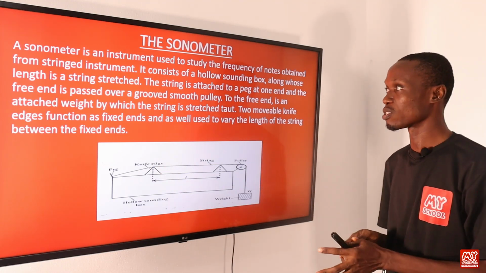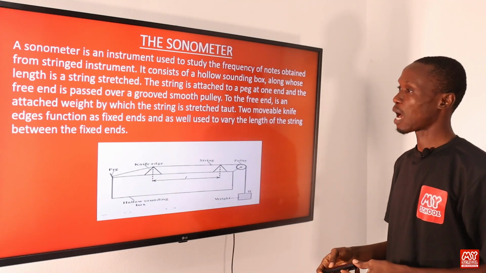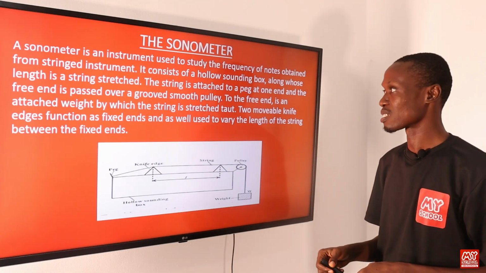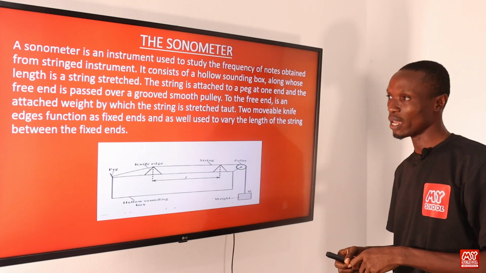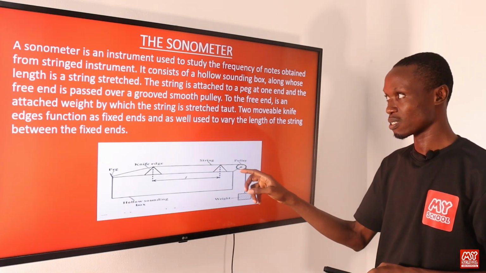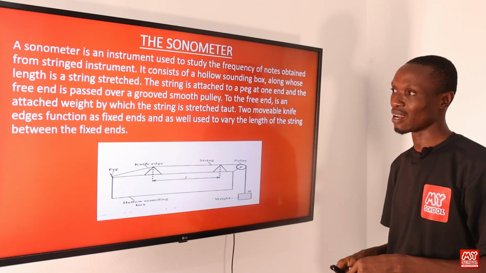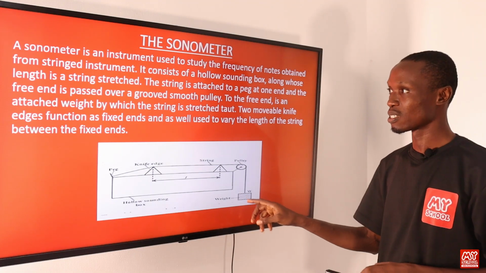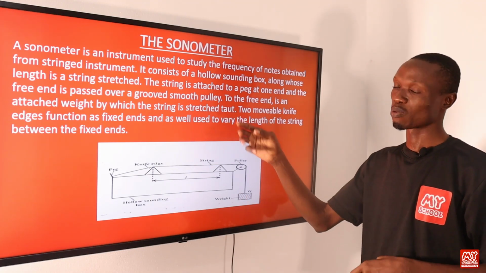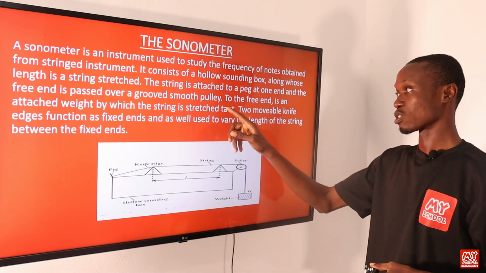So the sonometer consists of a hollow sounding box, which is this, along whose length a string is stretched. The string is attached to a peg at one end, and the free end is passed over a grooved pulley, which is this, a grooved smooth pulley. To the free end is attached a weight, which is this, by which the string is stretched out. The stretched out just simply means tight, something that's not loose. That's what this word means.